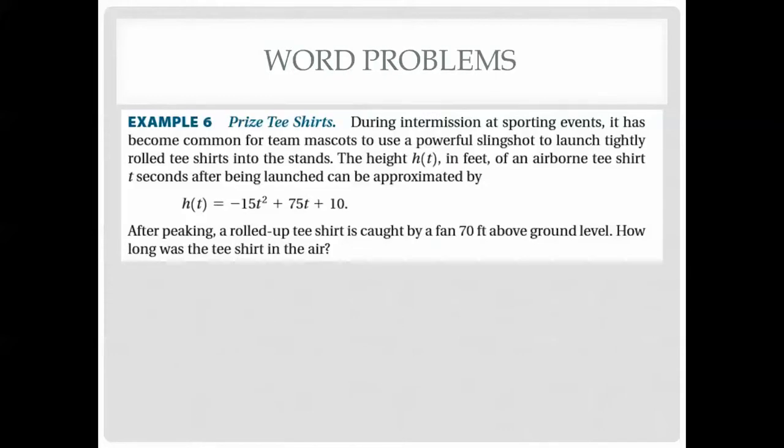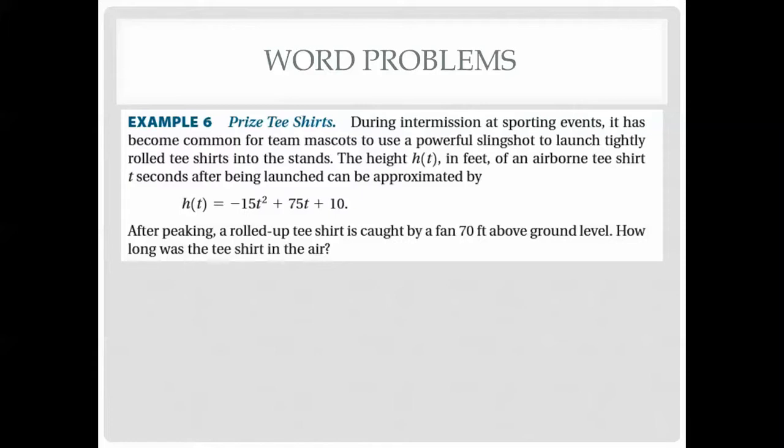Alright, so we're going to do some word problems today. This first example, I'll read it, and then we'll talk about how we're going to set up an equation that helps us to solve for a specific variable. So here it says, during intermission at sporting events, it has become common for team mascots to use a powerful slingshot to launch tightly rolled t-shirts into the stands. Maybe you've been a part of this. Maybe you've caught a t-shirt at some point.